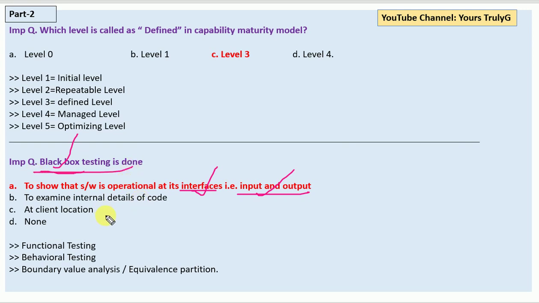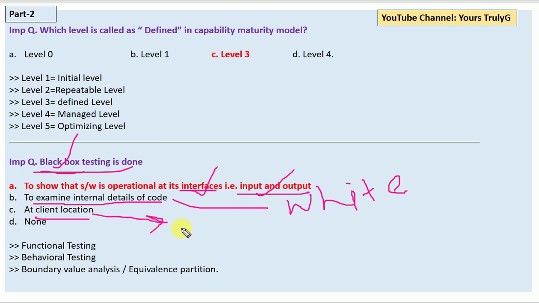White box testing: to perform white box testing, you should have knowledge of the internal parts, internal coding structure, internal algorithm. So the second option is to examine the internal detail of the code. No, this is white box testing. If you want to examine the internal functionality, internal coding techniques, and internal algorithm, then it will be white box testing. At client location, as I already told, if I am doing any testing at the client location, this is known as alpha testing.